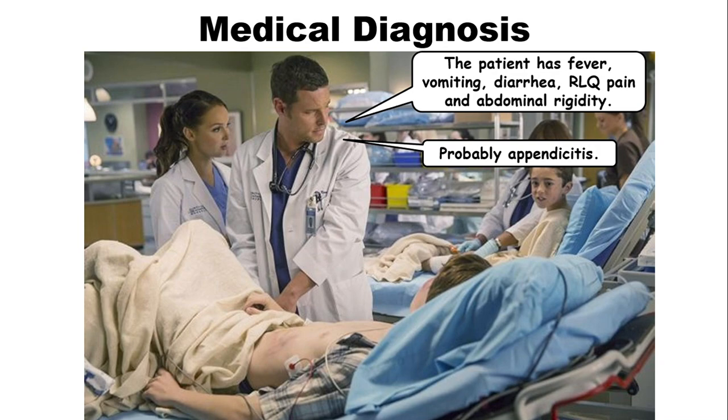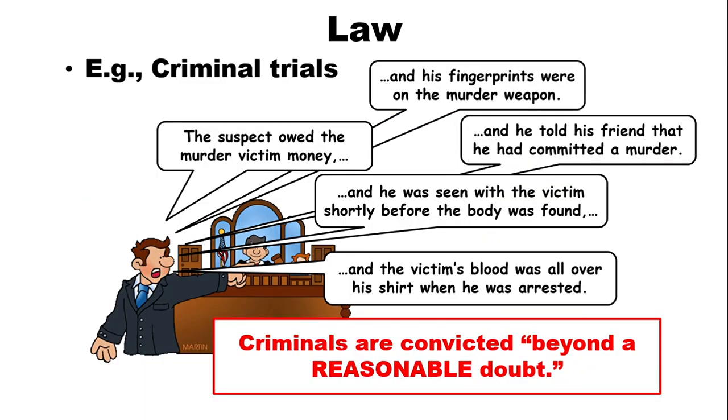The same thing happens in medical diagnosis. If the patient has fever, vomiting, diarrhea, RLQ pain, and abdominal rigidity, the antecedent, the hypothesis of appendicitis would explain all of those consequences. And again, in criminal law, the antecedent that this suspect is the killer is claimed to deductively fit into all of these consequences. And therefore, it provides an explanation for all those consequences.